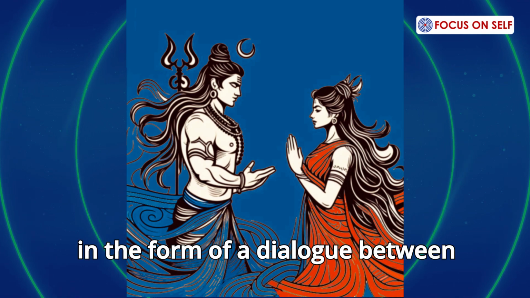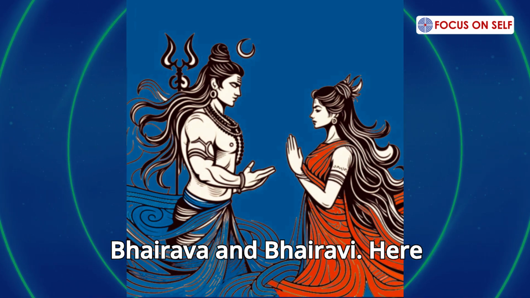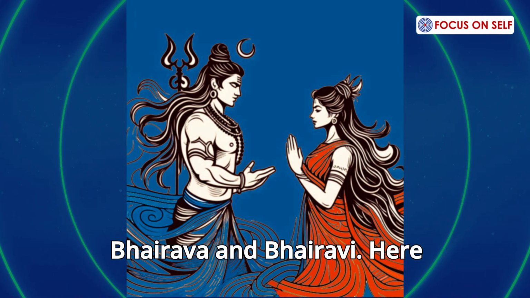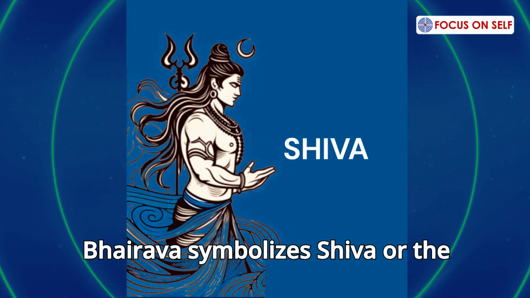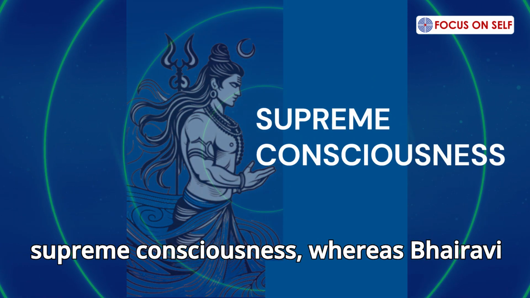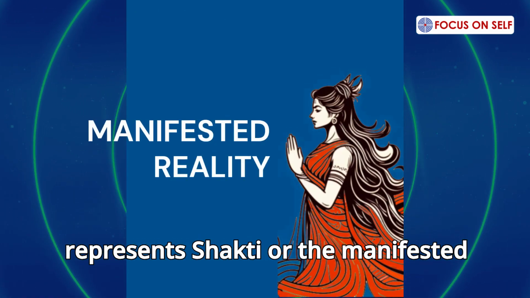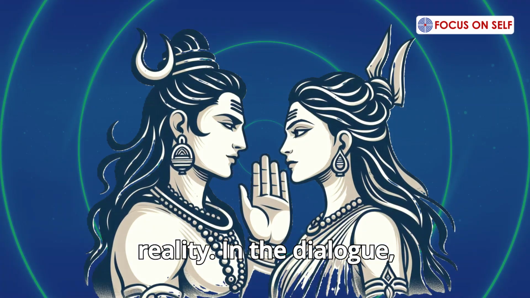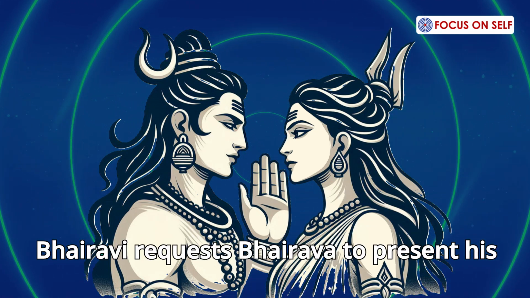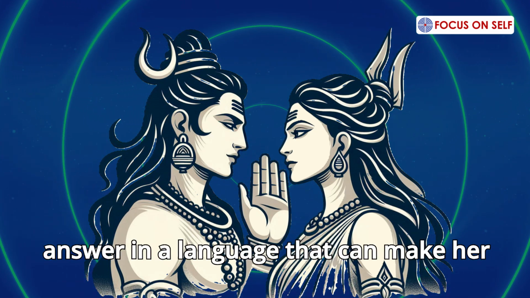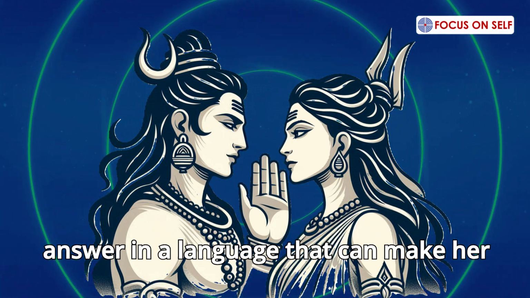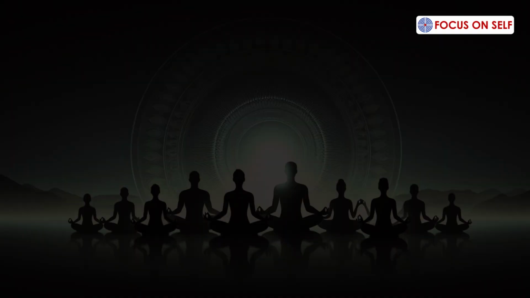The text is in the form of a dialogue between Bhairava and Bhairavi. Here, Bhairava symbolizes Shiva or the Supreme Consciousness, whereas Bhairavi represents Shakti or the manifested reality. In the dialogue, Bhairavi requests Bhairava to present his answer in a language that can make her understand it fully.